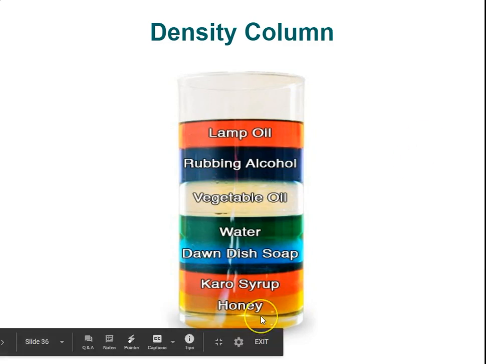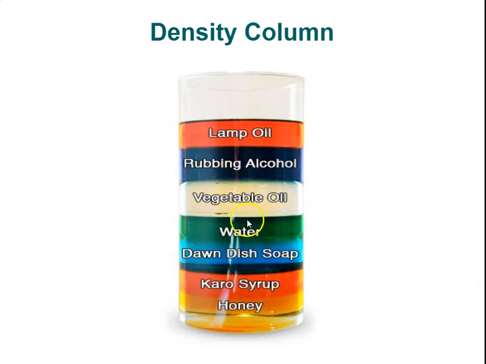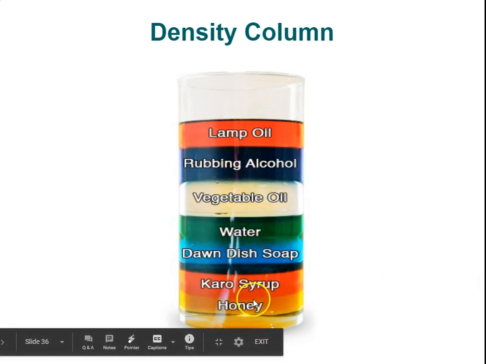Honey is the most dense out of all those things, so that's going to be at the bottom. Lamp oil is the least dense, so that's going to be up top. And then everything in here just layers with the more dense stuff towards the bottom. So you'd have to do this very, very slowly to get this column to look right.